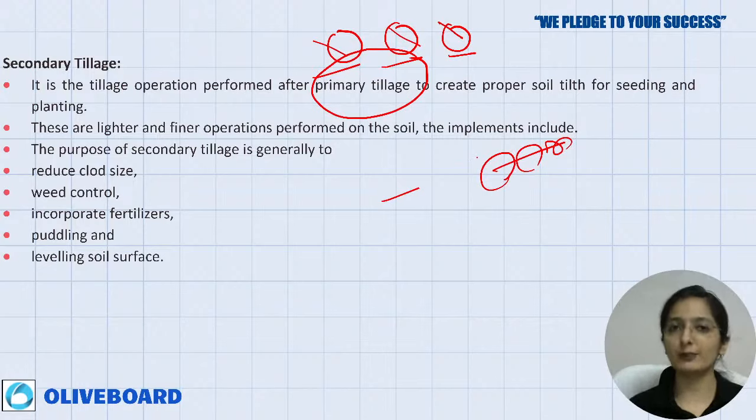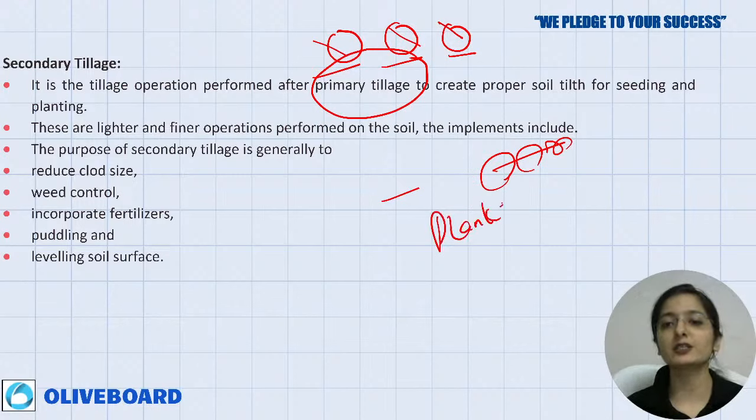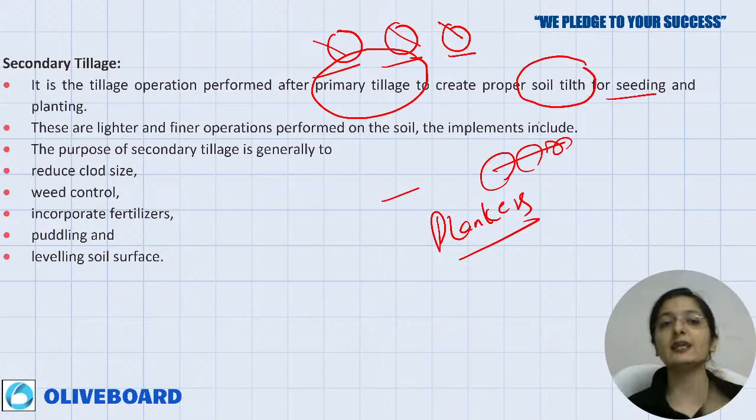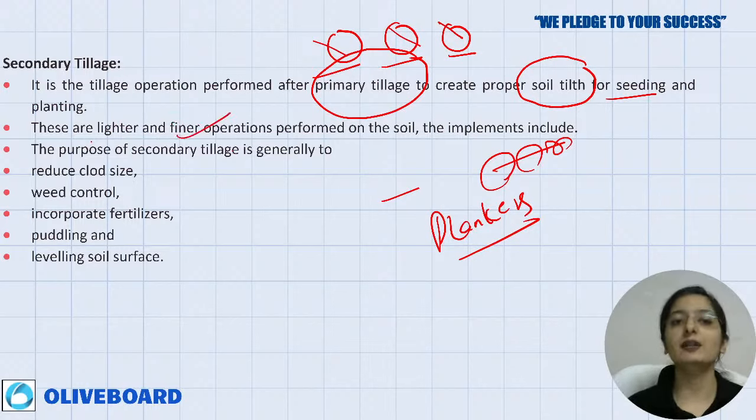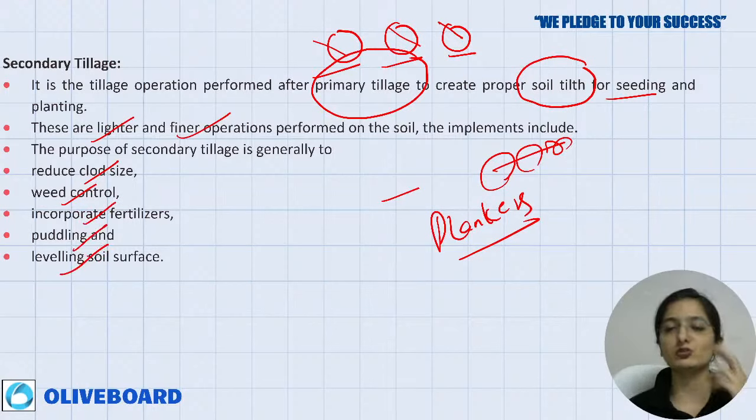Ploughing is done in the primary one, in the secondary one you use rollers, you use plankers, right? Planks, so as to create a proper soil tilth. Now a proper soil tilth is for seeding, for planting. So here you have fine operations, lighter operations performed on the soil. You will reduce the size, you will do weed control, you will incorporate fertilizers. Now you will level the soil surface and you will do puddling. So you are using plankers here.